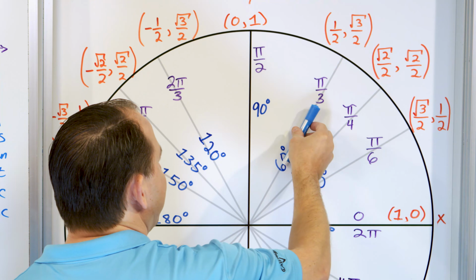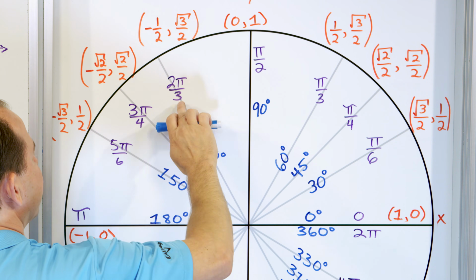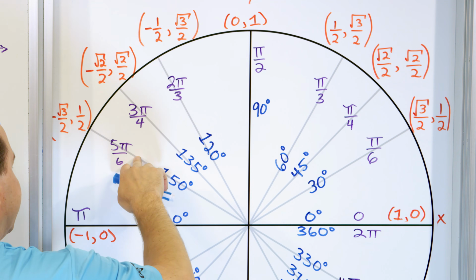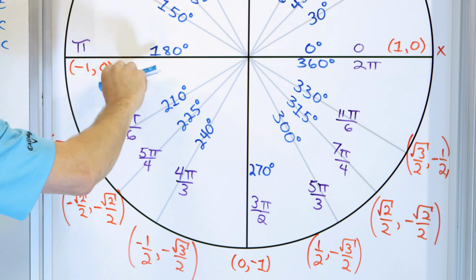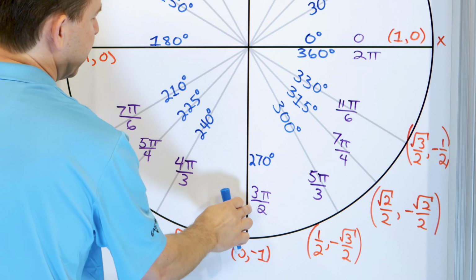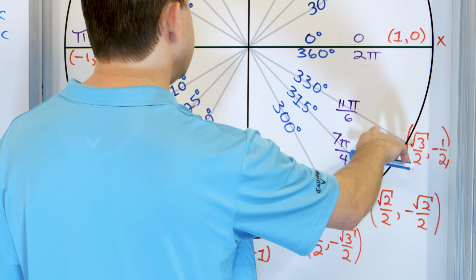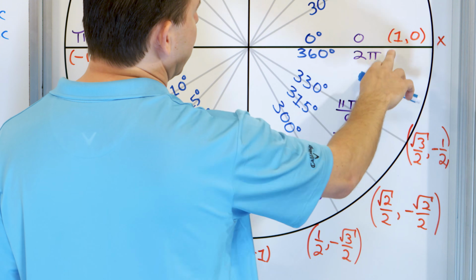Pi over 6, 2 pi over 6 reduces to this. 3 pi over 6 reduces to this. 4 pi over 6 reduces to this. 5 pi over 6 is here. 6 pi over 6 reduces to this. 7 pi over 6, 8 pi over 6 reduces to this. 9 pi over 6 reduces to this. 10 pi over 6 reduces to this. 11 pi over 6 reduces to this. And then 12 pi over 6 would go there.